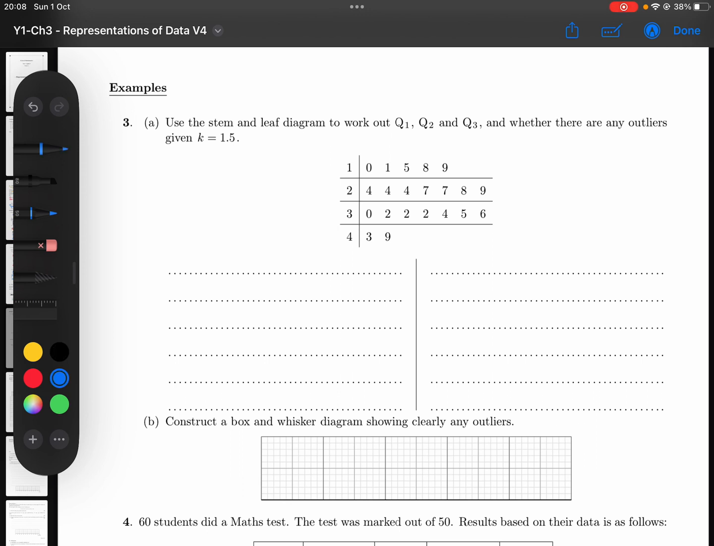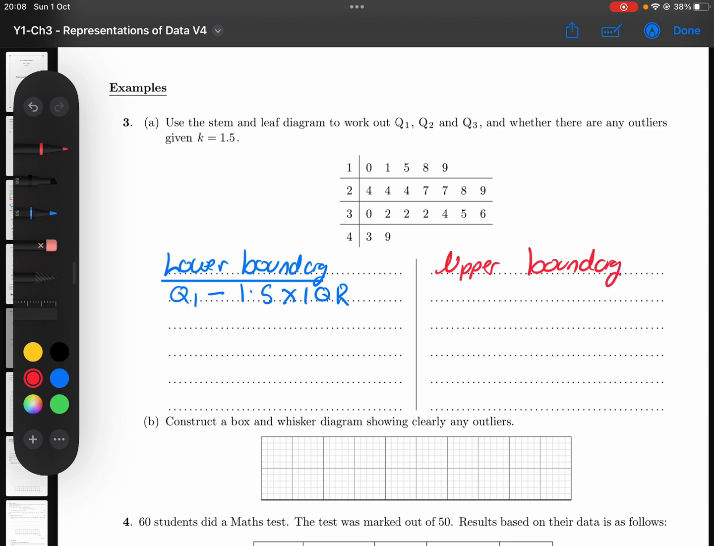We're going to say a lower outlier, or the lower boundary for outliers, is given by this formula here, Q1 minus 1.5 times the interquartile range. And we'll have a similar value for the upper boundary of an outlier, but this time starting with the upper quartile and adding 1.5 times the interquartile range.